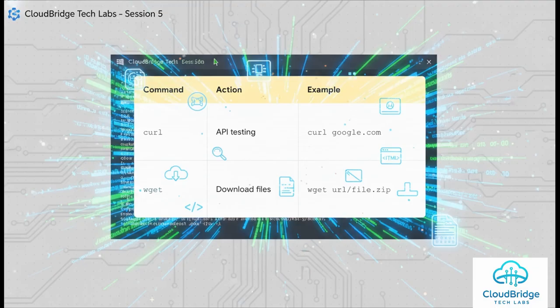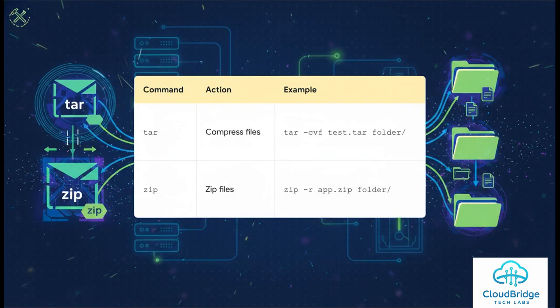Right below that, we have wget. This is your go-to for downloading files directly to your server without ever needing a web browser. You just type wget followed by a link to a zip file, and boom, it's downloading directly to your current directory. Next up in our tool belt are our compression tools.